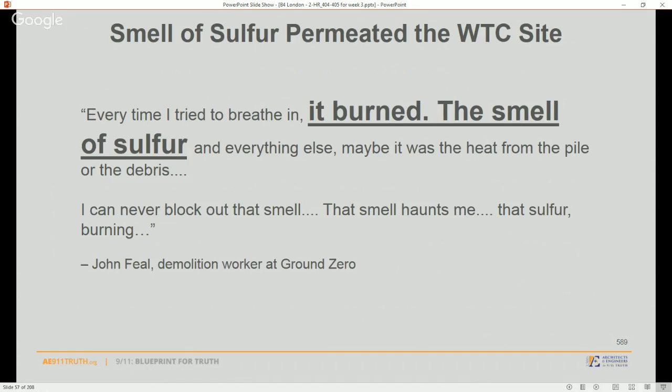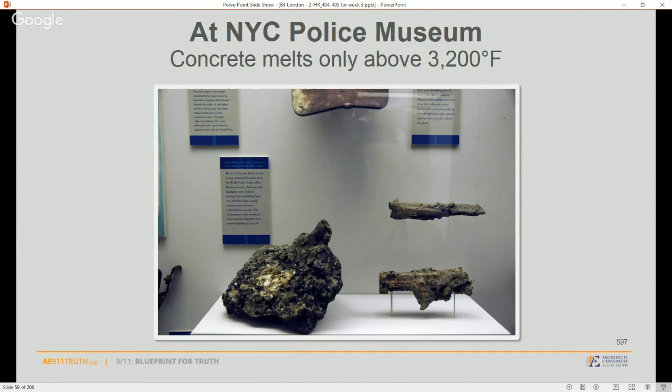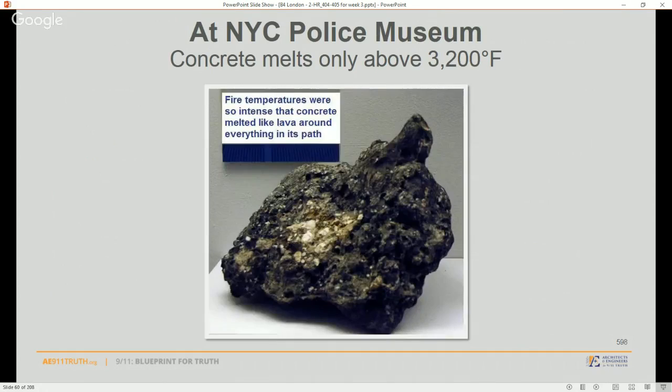Well, FEMA documents this mysterious sulfidation, which the New York Times says is perhaps the deepest mystery uncovered in the investigation. Yet it's completely ignored by NIST. The sulfur lowers the melting point of steel, becomes much more effective, which we'll be looking at. Well, what else melted? Concrete melted. In fact, this chunk of concrete melted like lava, formed itself around this weapon in the police station down under World Trade Center 6. I didn't even know concrete could melt.